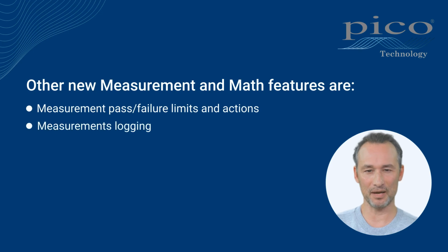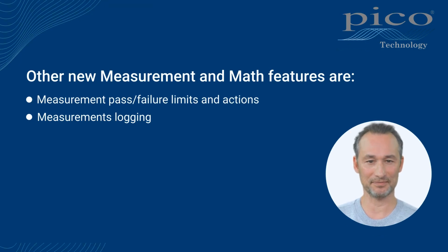Measurements logging. PicoScope 7 allows results of measurements to be recorded to a file for later analysis. The resulting log can be used to characterize the performance of a circuit over medium or long duration tests, such as when evaluating drift due to thermal and other effects, or can be used to check functionality against an externally controlled variable such as supply voltage, etc.